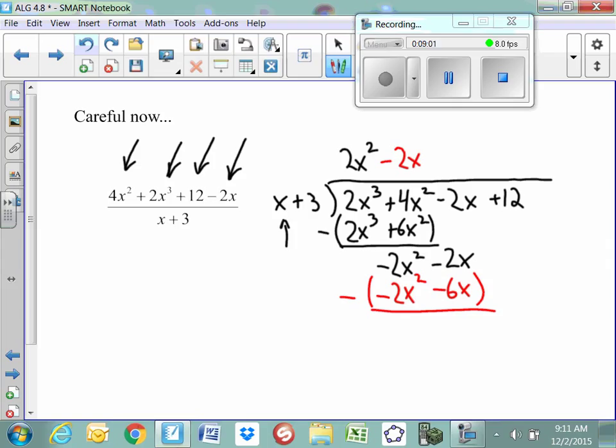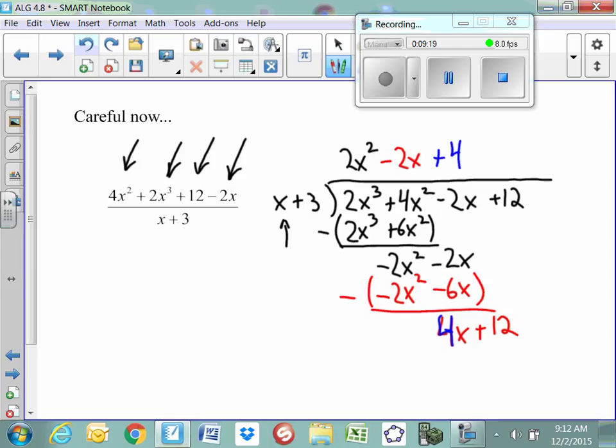I'm trying to eliminate things just like in the other form of long division. Negative 2x plus 6x is 4x plus 12. How many times does x go into 4x? It goes into 4. Let me make that a better 4.